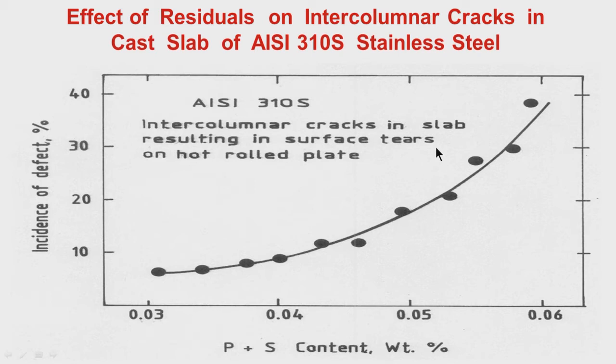These intercolumnar cracks you do not always see on the surface; they are internal, at intercolumnar locations. When these cracks in the slab finally show up in the rolled product, we call them surface tears, that means surface cracks on hot rolled plate or hot rolled coil or sheet. So we have to be careful about the intercolumnar cracks, and the solution lies in controlling phosphorus plus sulfur.